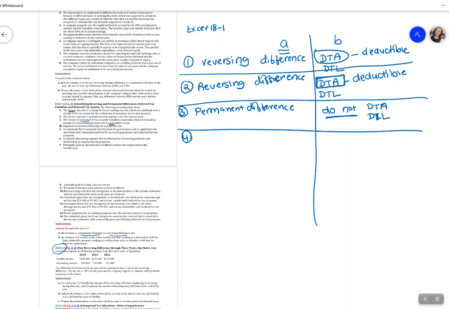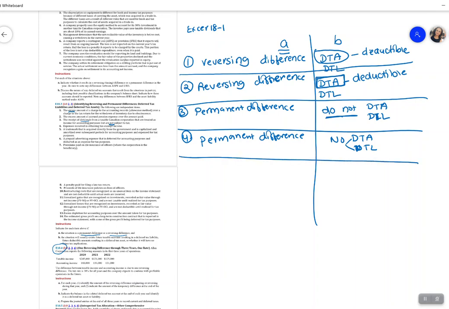Number 4 is saying expense incurred in obtaining tax-exempt income. So there are some expenses related to income that is exempt. So if it's tax exempt, it means it's exempt from paying any taxes. In this case, it becomes a permanent difference. Again, if it's a permanent difference, there is no deferred tax asset and no deferred tax liability. So there is no deferred tax asset or deferred tax liability.